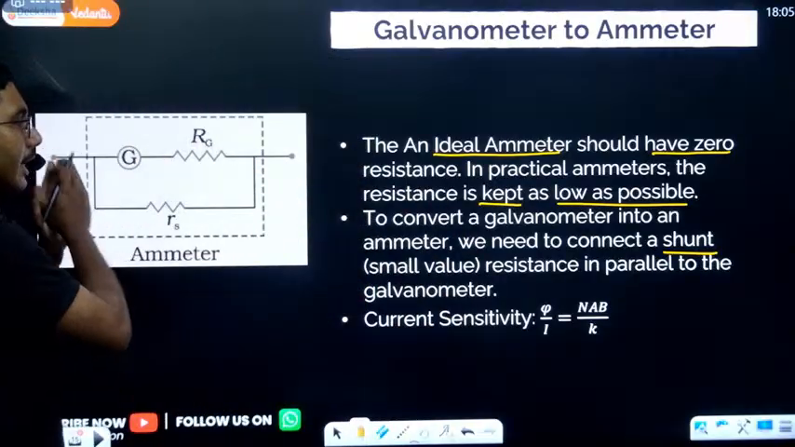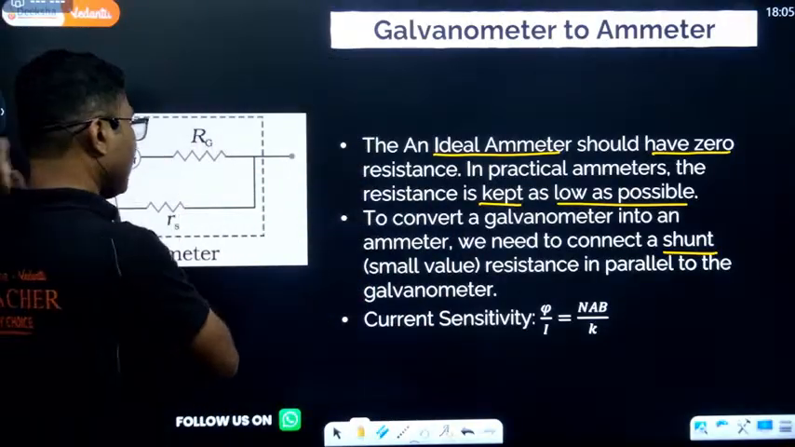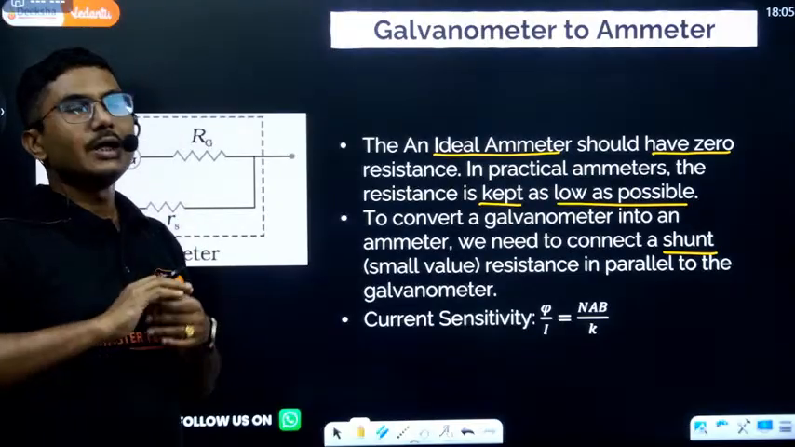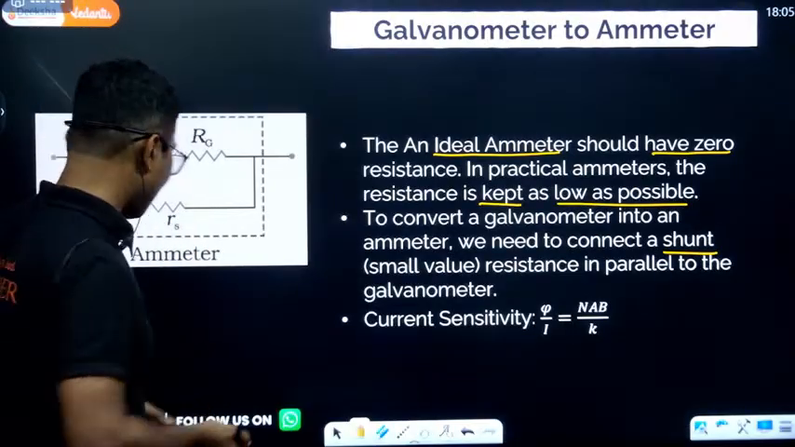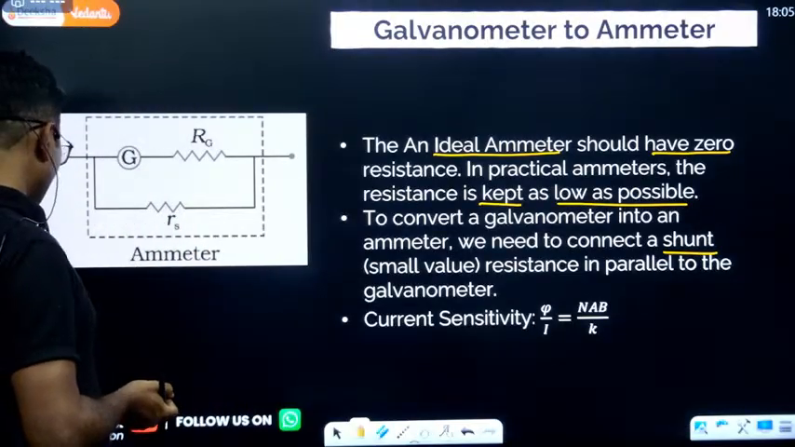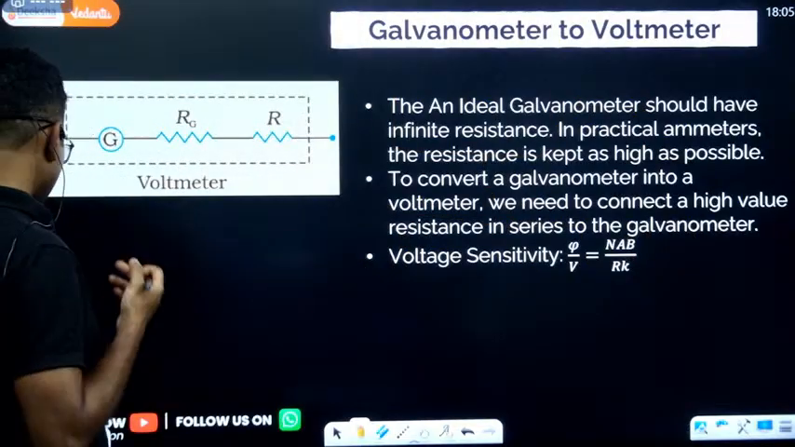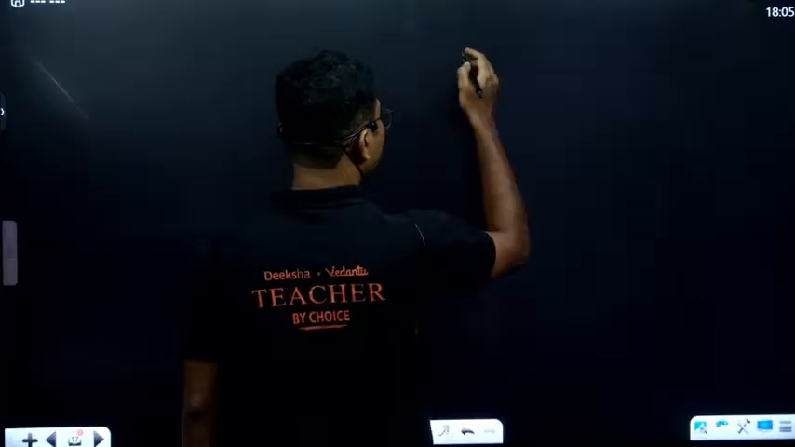We only want that whatever current is coming, we are measuring it successfully, but without burning the galvanometer. So how can we do that? The only way to do that is by having a secure path for the current.